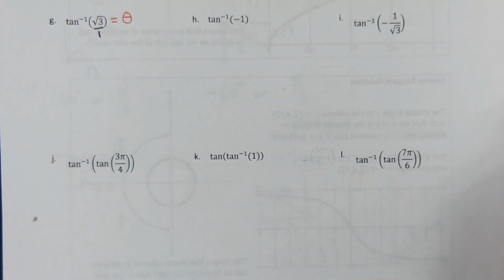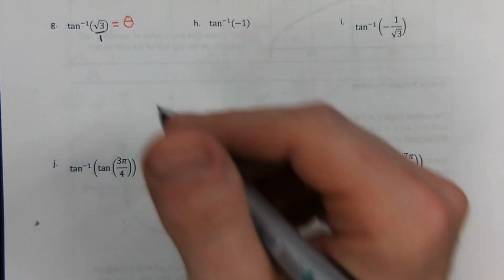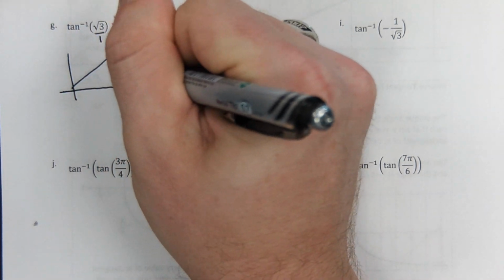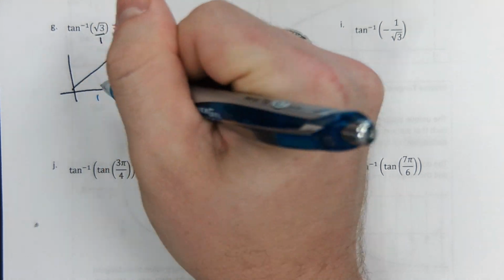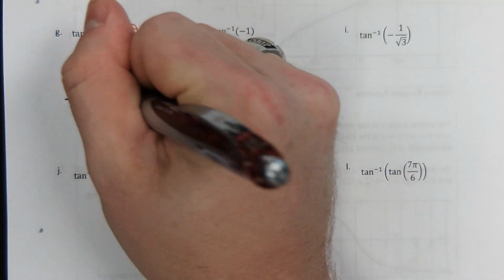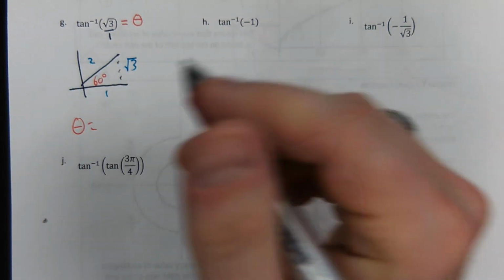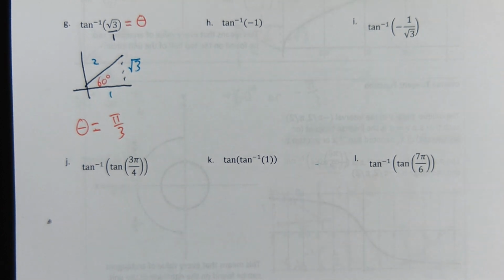Where will tangent be positive for the first time? Quadrant 1. So I can draw quadrant 1. My y over x, root 3 over 1. It's clearly a 2, so what is the size of that reference angle in degrees? 60-degree reference angle. Then our answer is in radians. What? Pi over 3. There it is.